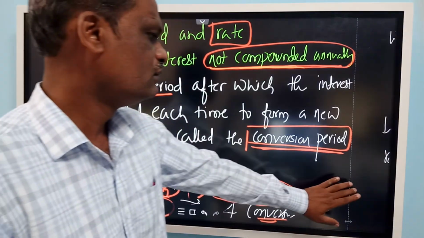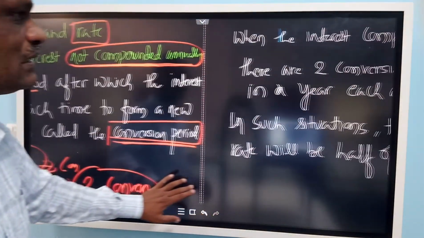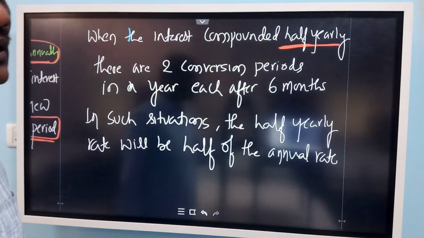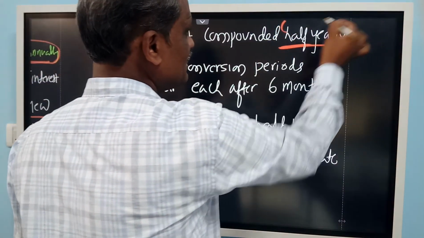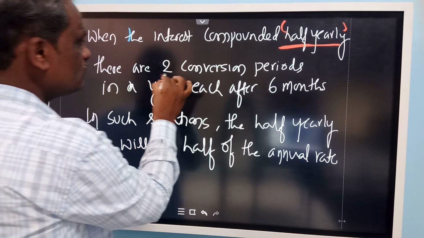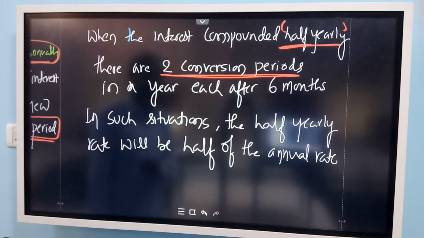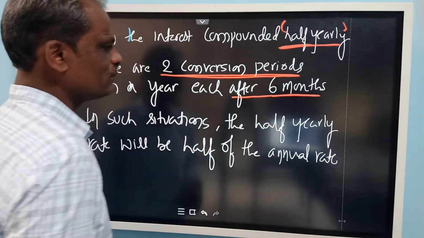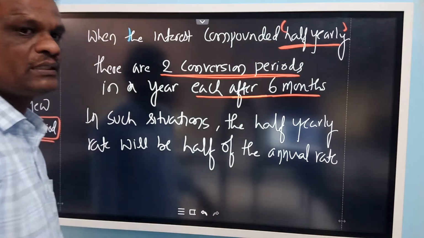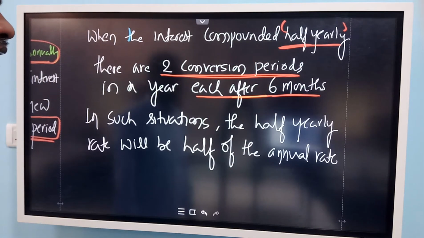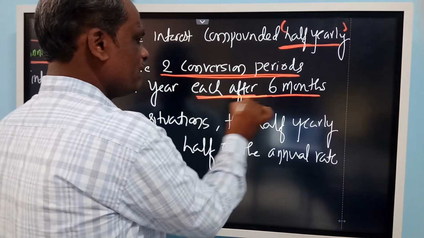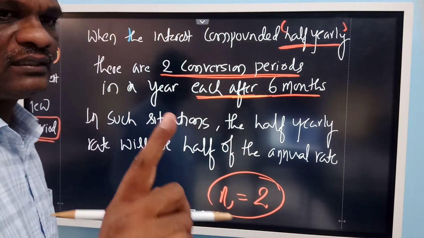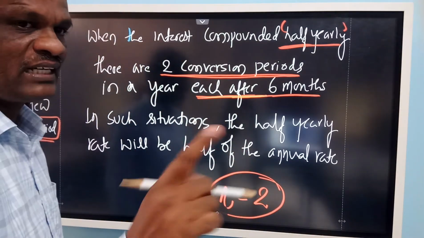Okay. Now when the interest is compounded half yearly, in the previous example I did annual calculation. Suppose we calculate the interest half yearly, 6 months once. How many conversion periods will there be? 2 conversion periods, because in a year there will be two 6 months. After every 6 months, we change the principal. Okay. Now the number of conversion periods, n, becomes 2. In 1 year, n will change to 2 conversion periods.